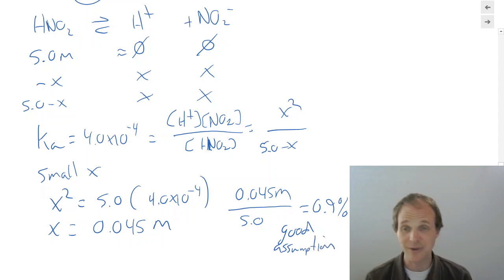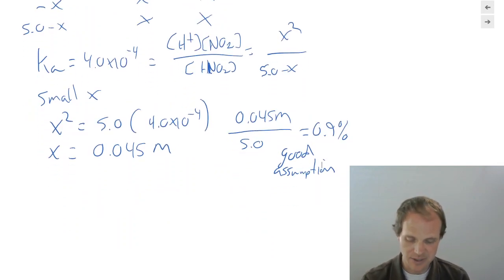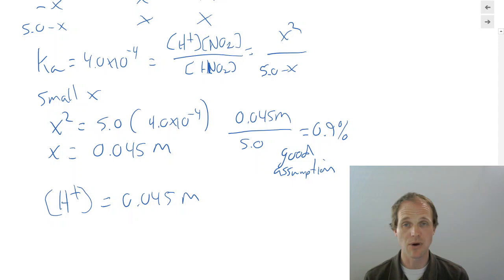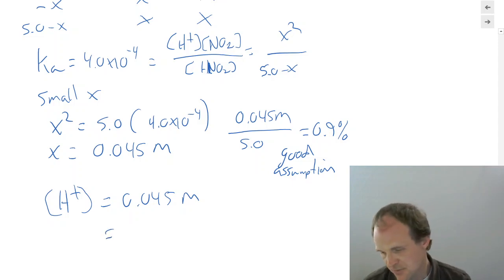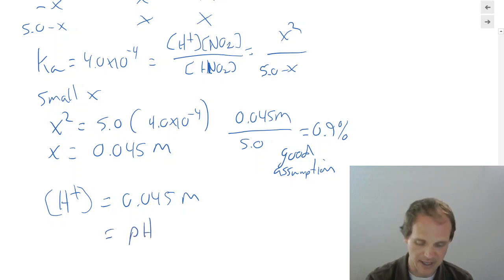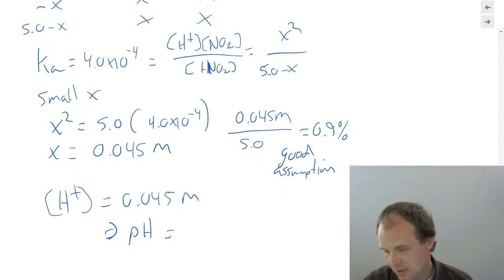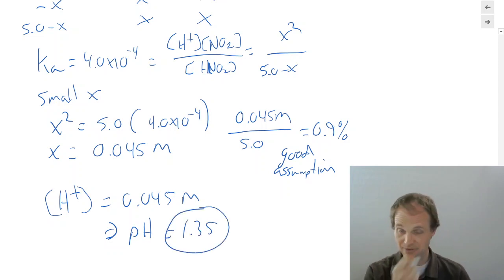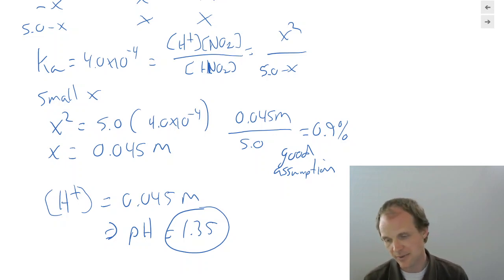All right, so now we can continue on. X, that was our H plus concentration, 0.045 molar. And we said, hey, that's going to be most of the H plus that's in solution. So we can go ahead and find out that the pH is then equal to 1.35 by taking the negative log of that. So we have a very low pH, a very acidic solution. Not surprising since we had such a high concentration of that acid, 5.0 molar, that we'd get a very acidic solution.